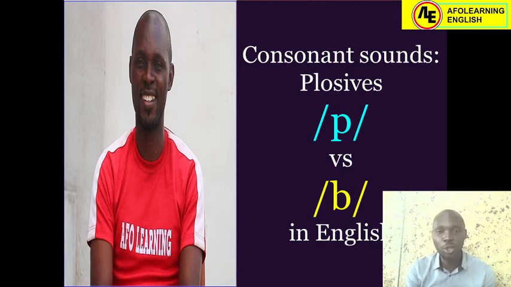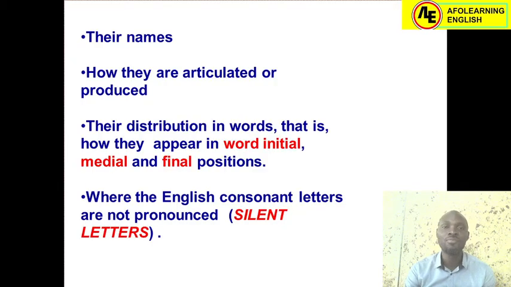And today our focus will be on these two consonant sounds, p and b. Now these two sounds fall under plosive sounds. So what we're going to be considering today are the names of these sounds, the phonetic names of these sounds, how these sounds are articulated or produced, the phonetic distribution of these sounds, that is, where they appear at the beginning of words, at the middle of words, and at the end of words. And finally, in this video, we are going to be looking at silent letters related to these sounds.